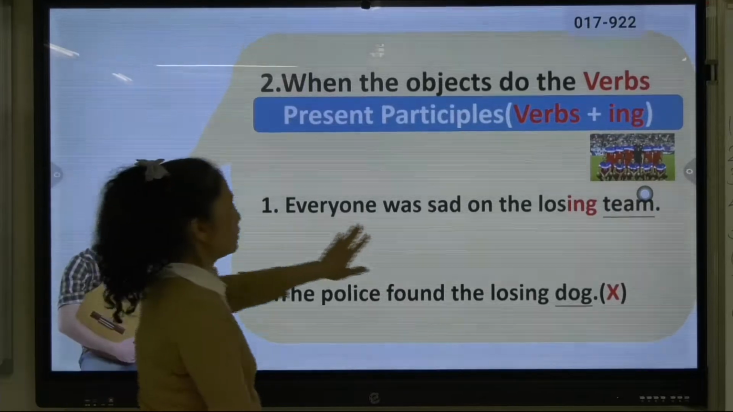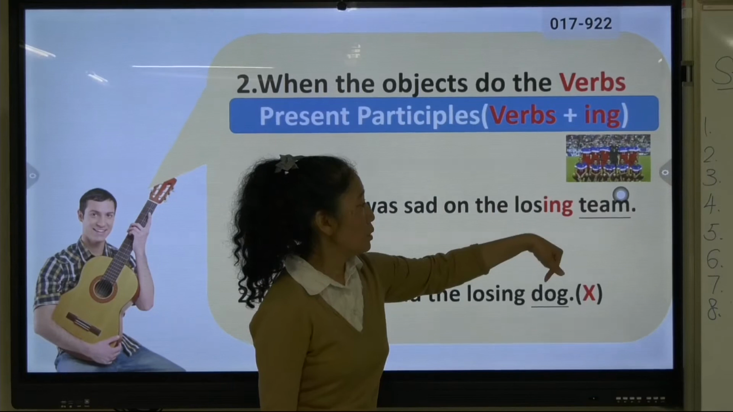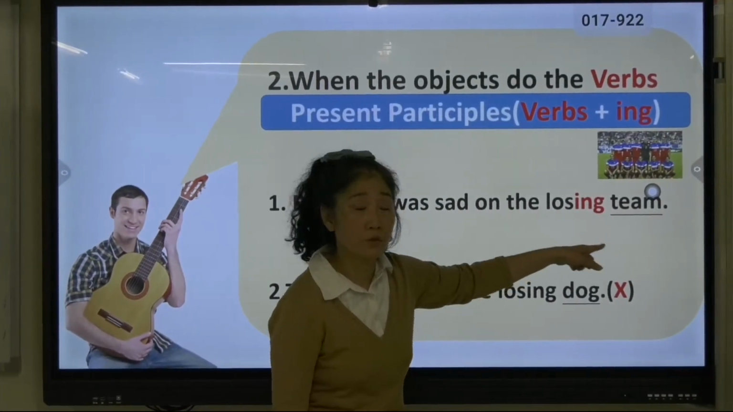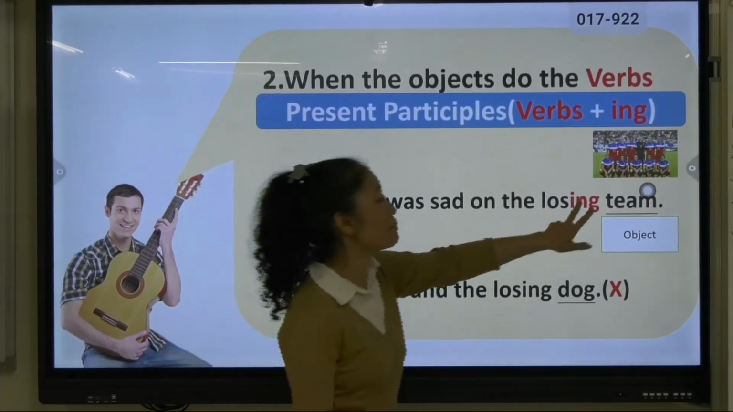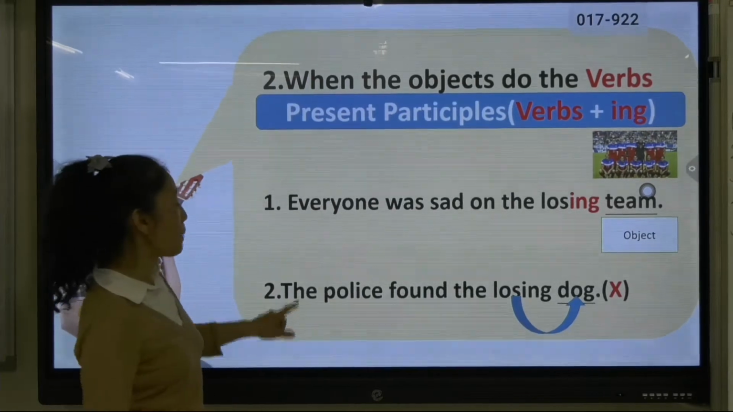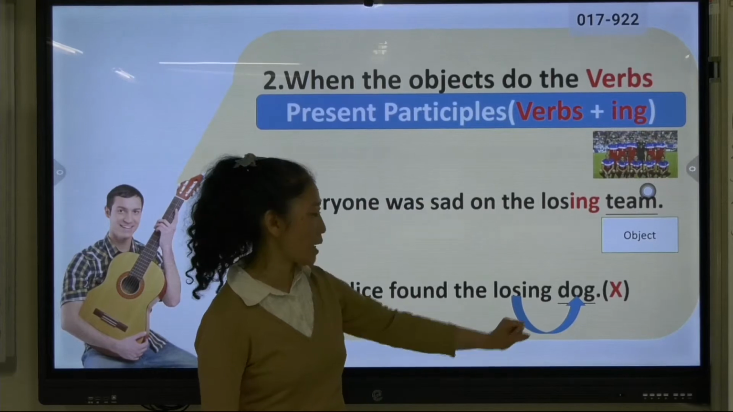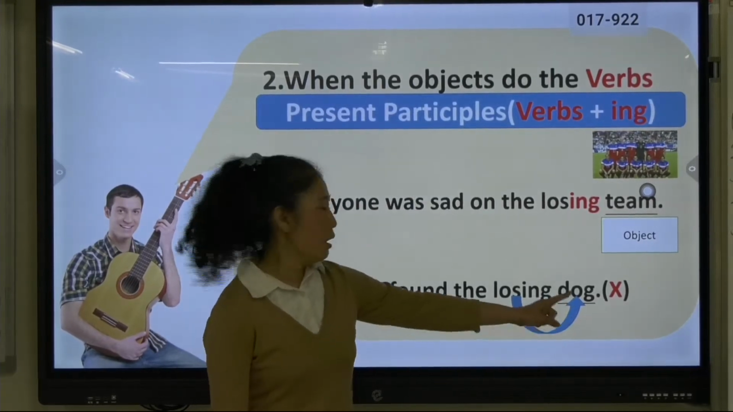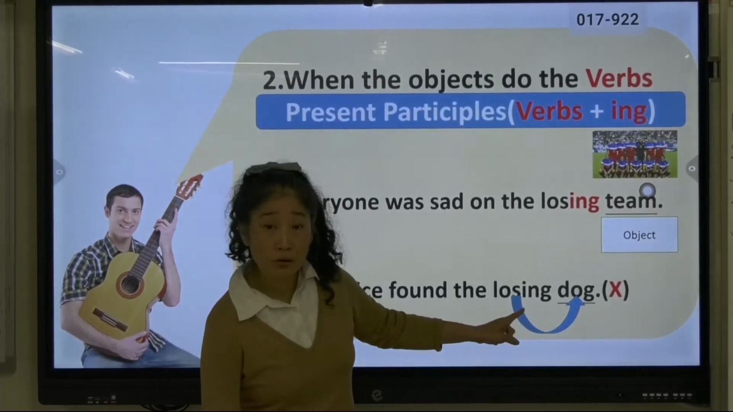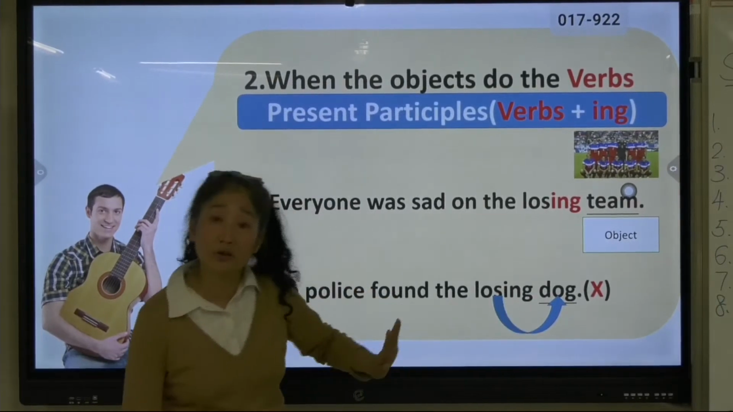So now here, team, this team, does they do this action? Yes, okay, they lose the game. So action is done by the object. But what about the second one? The police found the losing dog. Oh, losing dog. What is the object here? Dog is the object. All right, now, does the dog lose? Does the dog lose? No, someone lost the dog. So it is not correct.